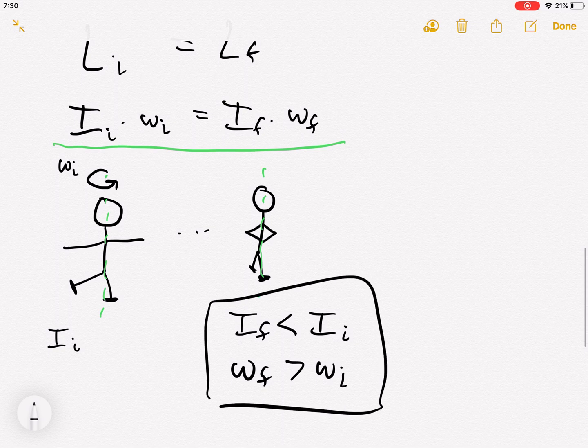And, Google this. This is exactly what happens if you've never watched figure skating. Figure skaters can get to incredible angular speeds by reducing their moment of inertia by pulling in their arms and their legs. And that's just conservation of angular momentum. So we'll see more examples of this in the very near future.